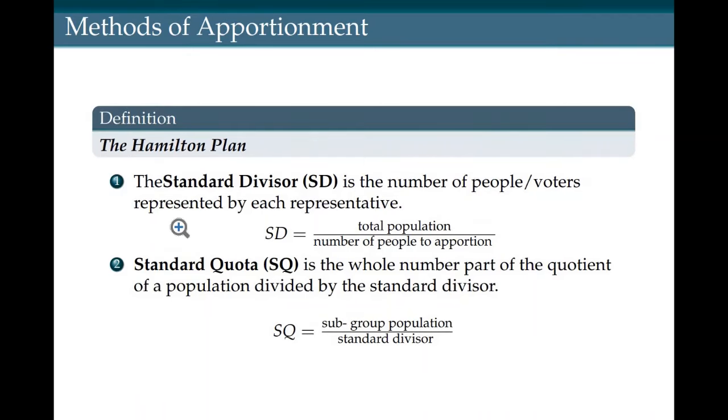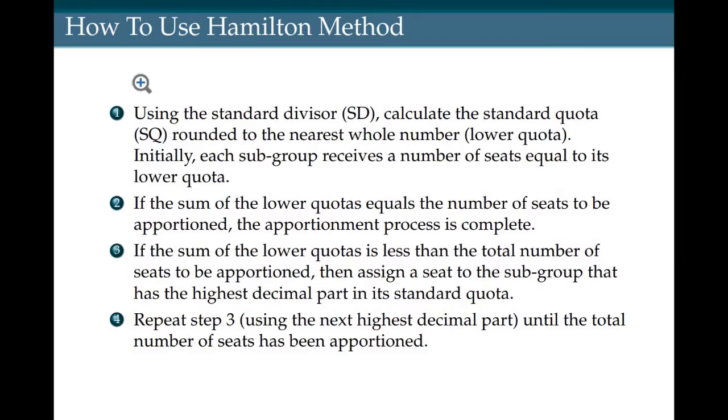We also have the standard quota. It is the whole number part of the quotient when the subgroup population is divided by the standard divisor. To use the Hamilton method or Hamilton plan, we will compute the standard divisor first and then calculate the standard quota, rounded down to the nearest whole number.